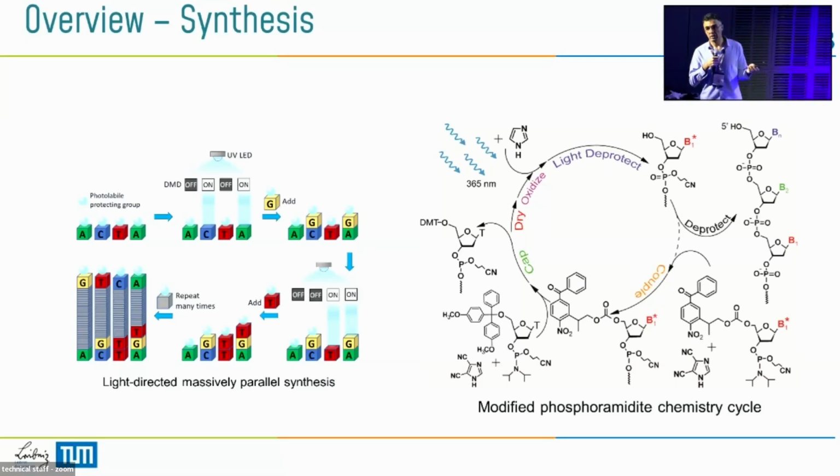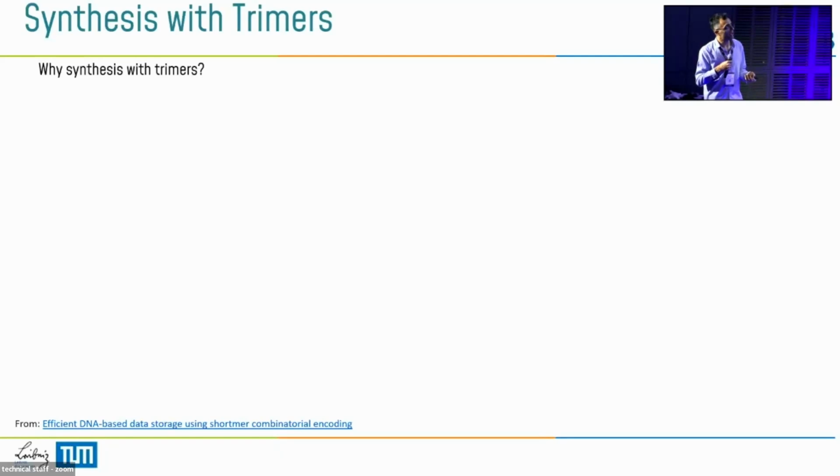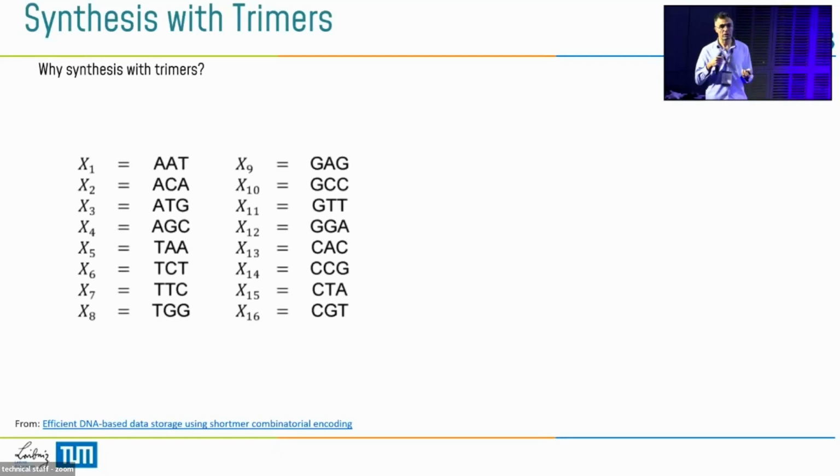But here, I just showed you the synthesis with monomers, but the synthesis that I'm going to talk about is synthesis with trimers. What are trimers? Imagine instead of monomers, and I'm just saying this for those who are not really familiar with chemistry, we are just buying A, C, G, T in different bottles from the market and using them for the synthesis. It is as simple as that.